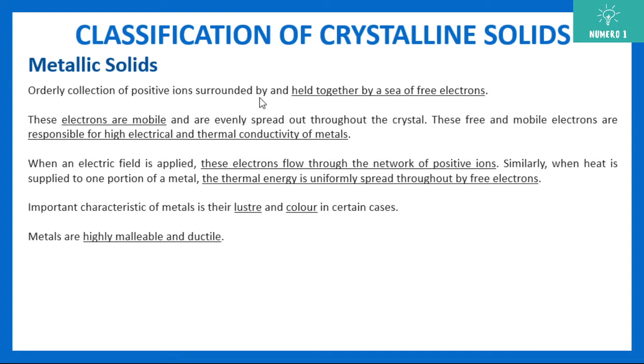Let us look at the next one, that is metallic solid. They are held together by a sea of free electrons. Since the electrons are mobile, they are responsible for high electrical and thermal conductivity. Now these electrons flow through the network of positive ions. Similarly, when heat is supplied to one portion of a metal, the thermal energy is uniformly spread throughout by these free electrons. The important characteristic of metallic solid is their luster and the color in certain cases. Metals are highly malleable and ductile.